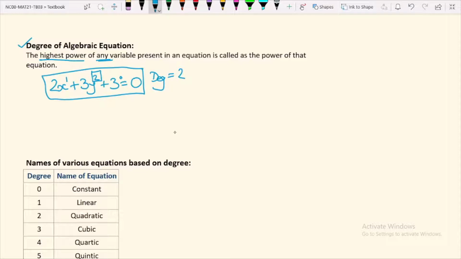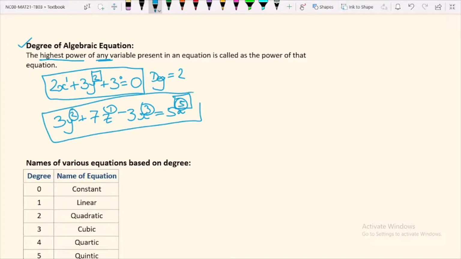Now if I have another equation, 3y square plus 7z minus 3x cube is equal to 5a raised to 5. Here the power of y is 2, power of z is 1, power of x is 3, power of a is 5. The highest power is 5. Therefore the degree of this whole equation will be equal to 5. The highest power is called the degree. If the highest power is 5, then the degree will also be 5.